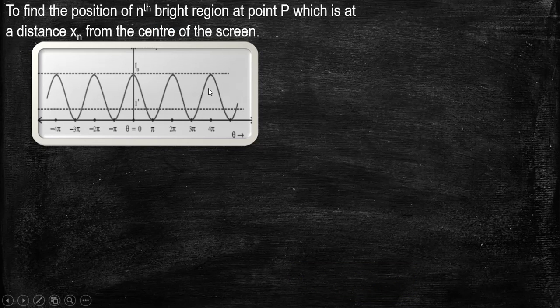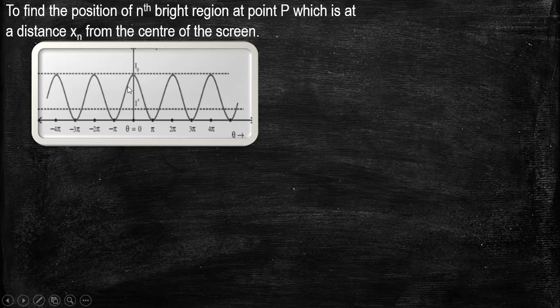Now if you have interference on the screen, you will get a central bright region, surrounded by alternate dark and bright regions. This peak value indicates a bright region and this downward peak indicates a dark region. So this is the central bright region, this is the first dark region, this is the first bright region, this is the second dark region, and this is the second bright region. In this way you are getting alternate dark and bright regions.